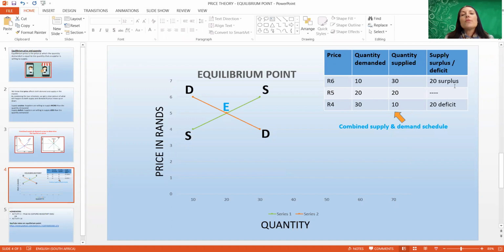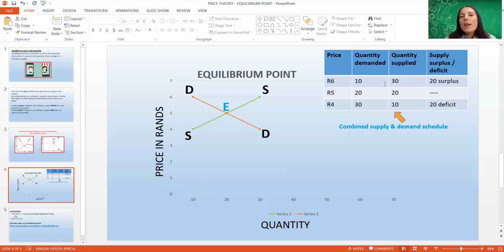So 20 packets of chips will be in surplus. Why? I, as the supplier, am willing to supply 30, but the customer is only prepared to take 10. So therefore, we have a 20 unit surplus. How do I get it? Quantity supplied 30 minus quantity demanded 10 gives me the 20.